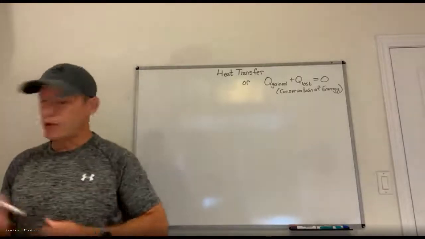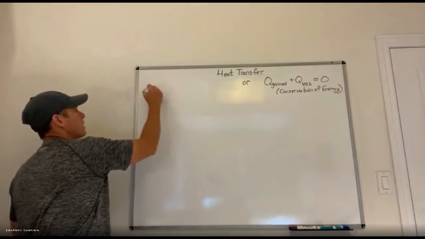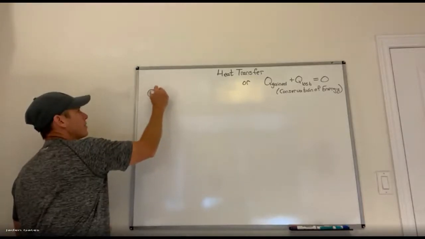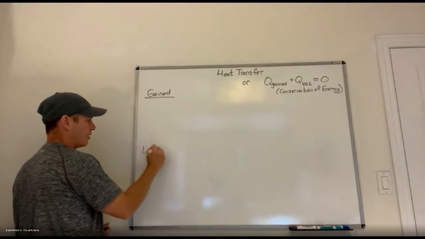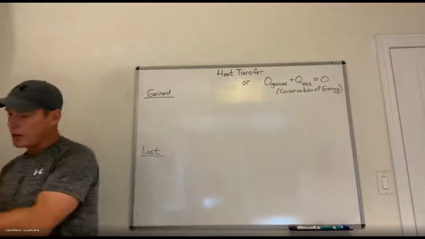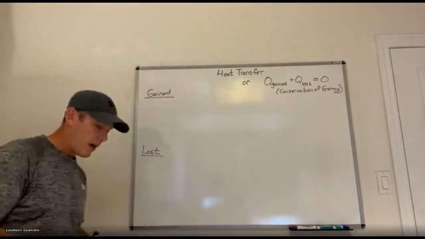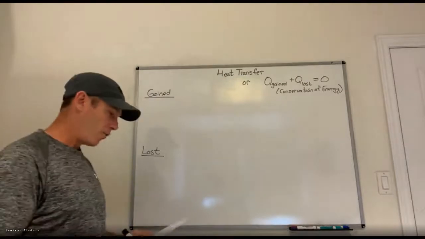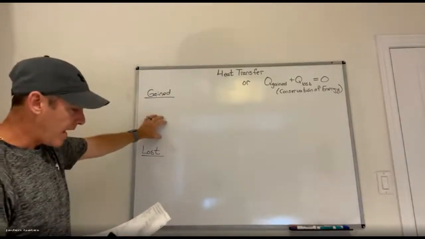Okay, so here we go. We have Q gained and Q lost. So let's go with gained first, and we have lost. One of them loses, one of them gains. Now it looks like the piece of metal here is at 350, so it's definitely going to be the one losing the heat. So our liquid here, our water, is gaining the heat.